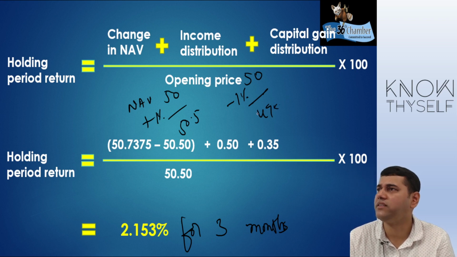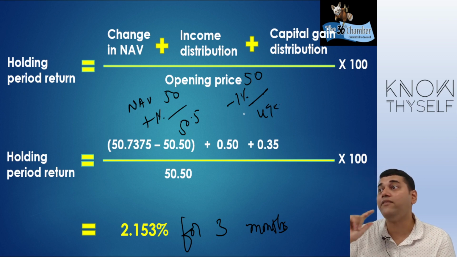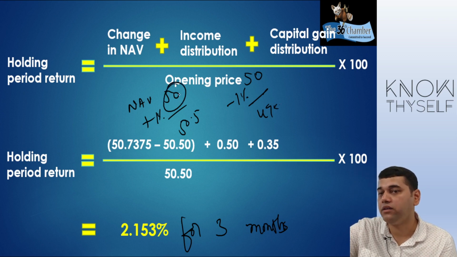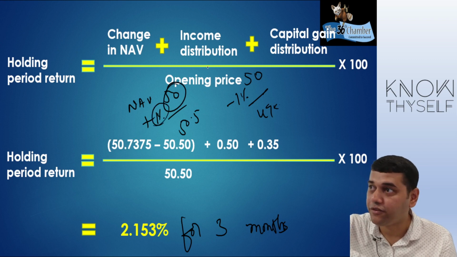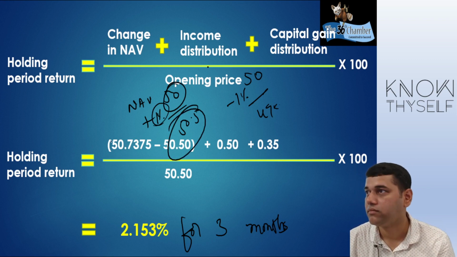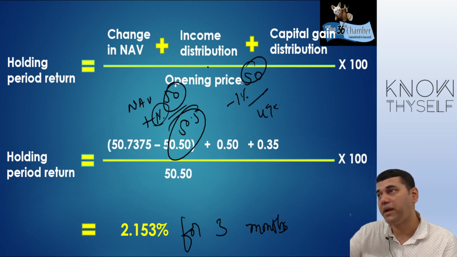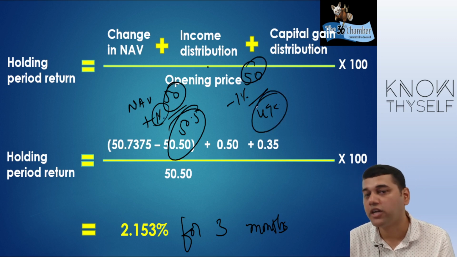Doesn't matter, it's one and the same, right? If you are talking from the perspective of a company, you say, I will sell to you at 50 plus commission. You say, I will buy from you at 50 plus commission. Both are talking about the same opening NAV. If I say, I will buy back from you at 50 minus 1%, you say, I will sell to you at 50 minus 1%. Both are talking about the same closing NAV.